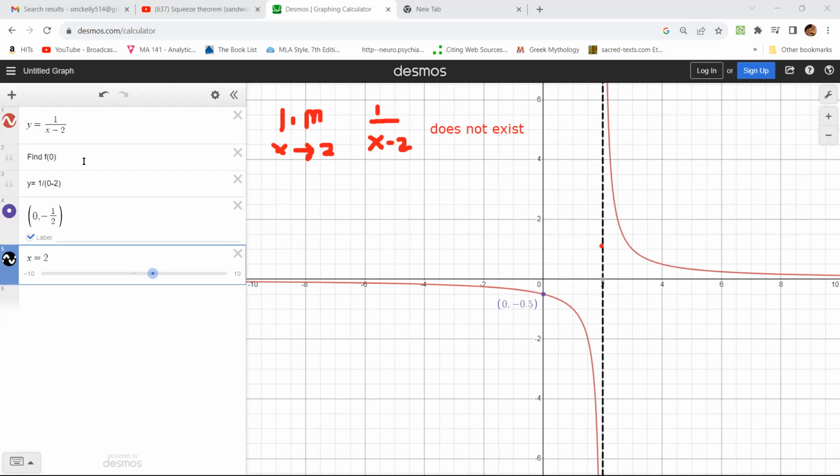Just 1 over 0. Which is what? Does not exist. Oh, undefined, right? So the function isn't defined here, is it? No.